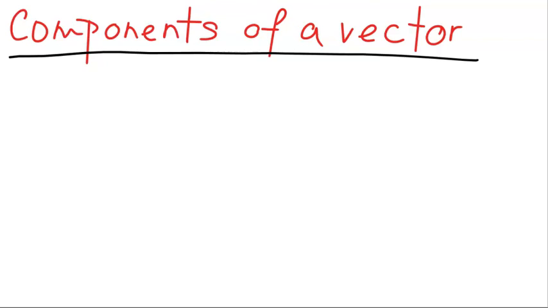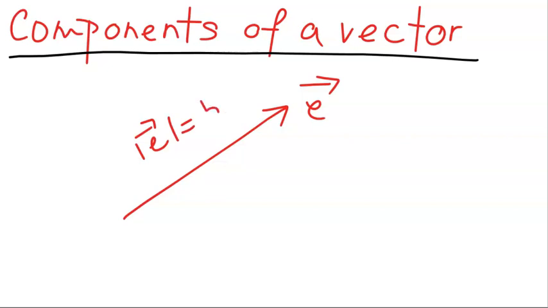Components of a vector. Now, what are the components of a vector? If you have a vector like that, let's call this vector E. The magnitude of vector E is 5 units. So that means the length of that arrow is 5 units. Now let's assume that this vector makes an angle of 30 degrees with respect to the horizontal.